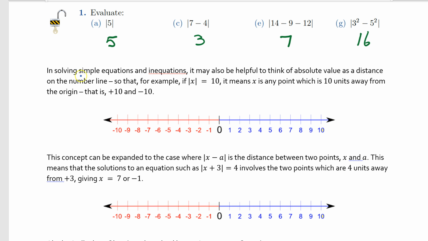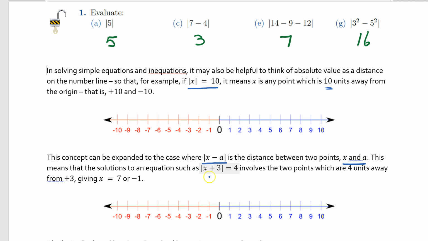It's often useful also, when we're solving simple equations and inequations involving absolute value, to think of absolute value as a distance on the number line. So if we thought about absolute value of x equaling 10, what it means is that x is any point which is 10 units away from the origin. So that would be either plus 10 or minus 10. And we can then expand this concept to the case where we've got an expression like this, the absolute value of x minus a. And it's the distance between 2 points, x and a.